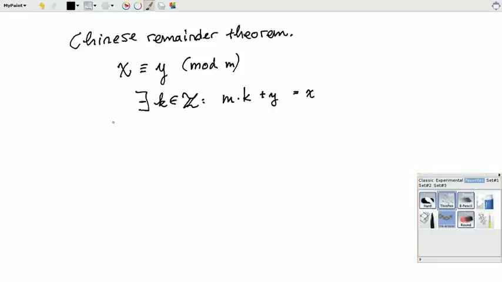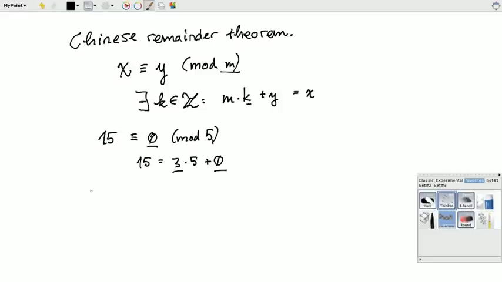What this means is that x and y have the same remainder modulo m. For example, 15 is congruent with 0 modulo 5 because 15 is equal to 3 times 5 plus 0. 0 is the y, 3 is the k.